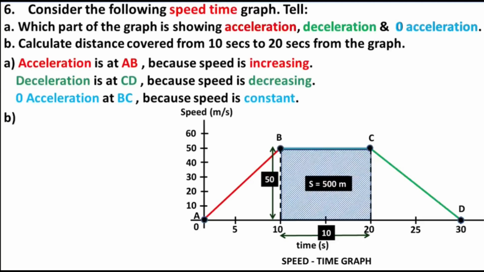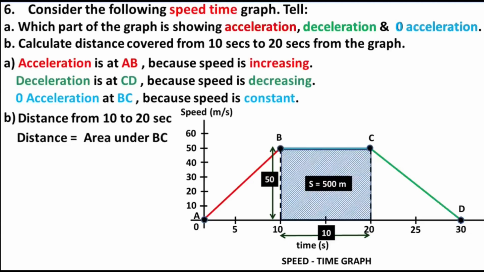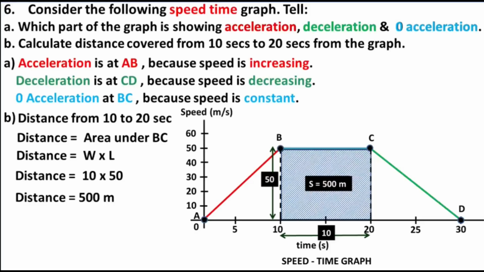For part B, we write distance from 10 to 20 seconds. Distance is equal to area under BC. Distance is equal to width multiplied by length. Distance is equal to 10 multiplied by 50. Distance is equal to 500 meters.